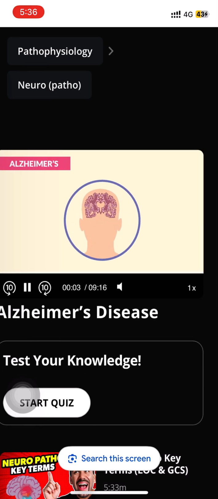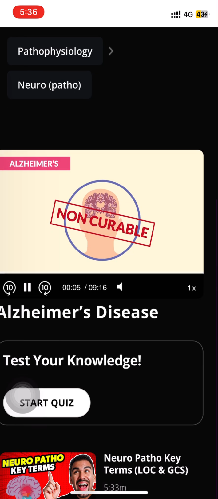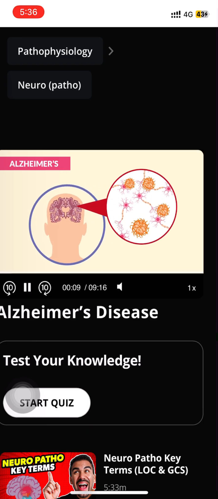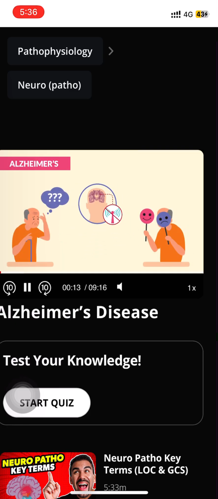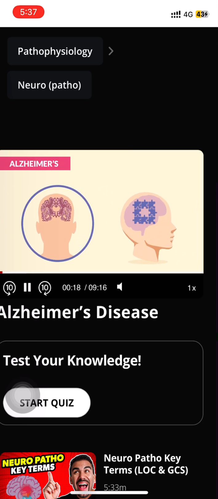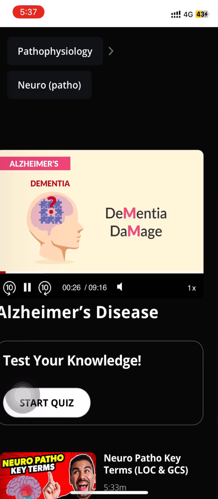Alzheimer's disease is all about the brain damage. It's a non-curable progressive disease where plaques build up in the neurosynapses of the brain, disrupting brain signaling, which seriously impairs memory and causes personality changes. It's considered the most common cause of dementia, a general term for brain damage that results in decline of mental ability. So just think dementia is damage to the brain.